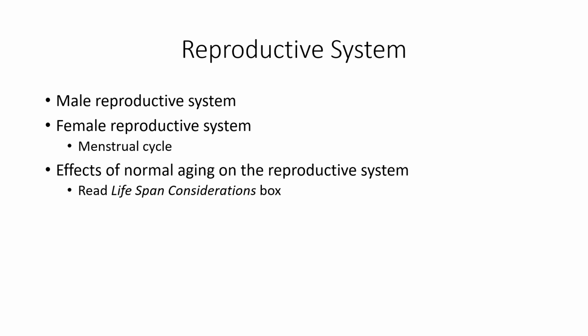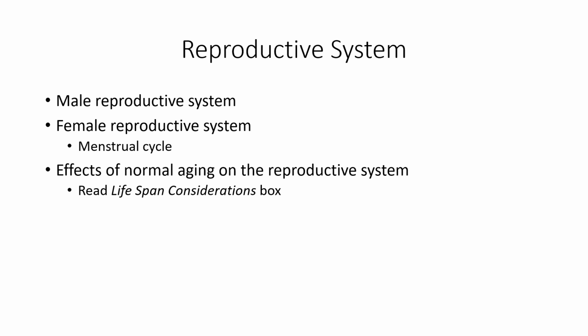The ductal system is next. The ductal system is comprised of the epididymis. The epididymis is just simply a tightly coiled tube structure. The ductus deferens, also known as the vas deferens, and make sure you know that these terms are used interchangeably, okay? So the ductus deferens and the vas deferens are the same thing.